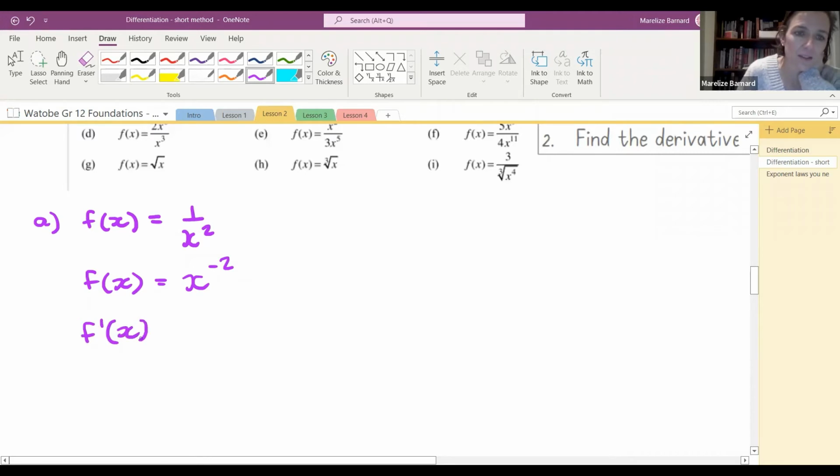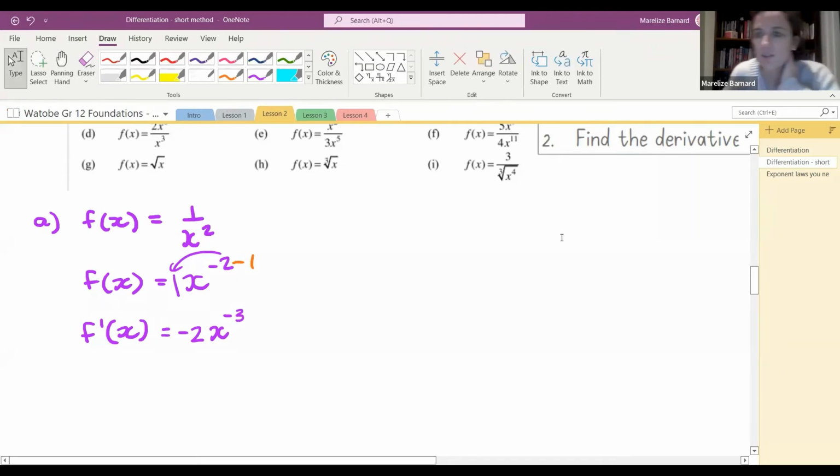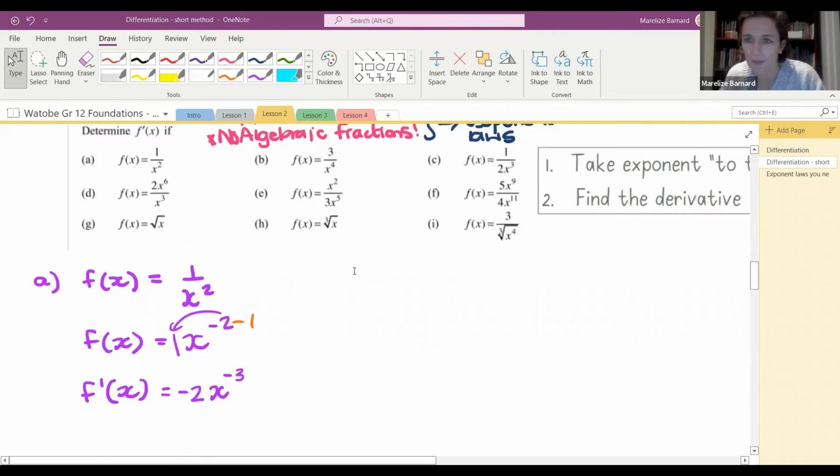So we write our next step, which is our differentiation step. So we're going to say minus 2 times a 1 is a minus 2x, and subtract 1 from the exponent. Minus 2 minus 1 is minus 3. Okay, just give me a thumbs up in the chat if you're happy with that and you understand how I got that. Okay, lots of thumbs up. Excellent.